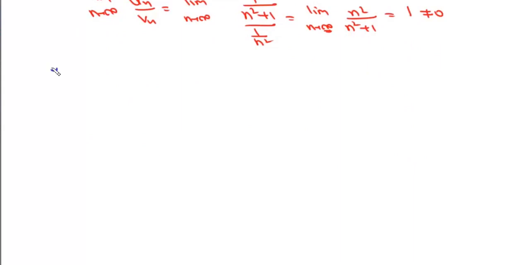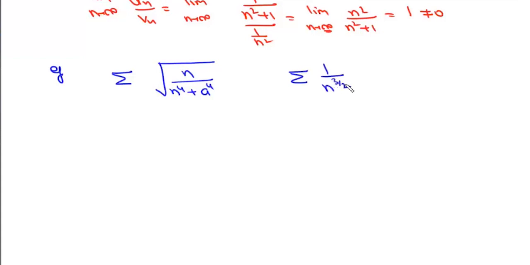Now let us take another example. Suppose we have to find convergence of this series, summation under root of n upon n to the power 4 plus a to the power 4. Now here we know it is effectively 1 upon under root of n cube, so it will be n to the power 3 by 2. So we'll compare it with this series, summation 1 upon n to the power 3 by 2. And since lambda is greater than 1, we know this n to the power 3 by 2 series converges.